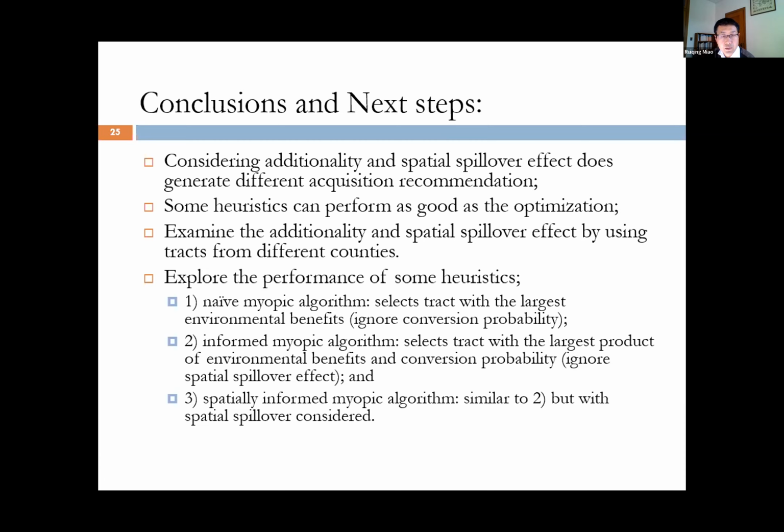to study as well. We also want to explore the performance of the heuristics based on the actual grassland parcels in those counties, not just the hypothetical example. That's all I have, and thank you very much for your attention. Thank you.